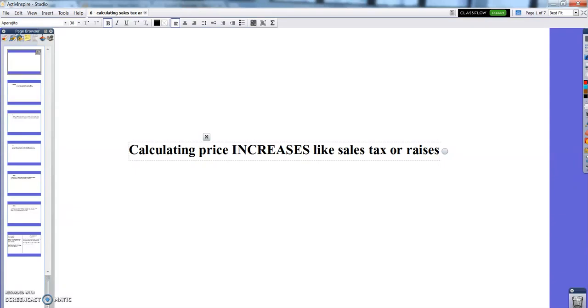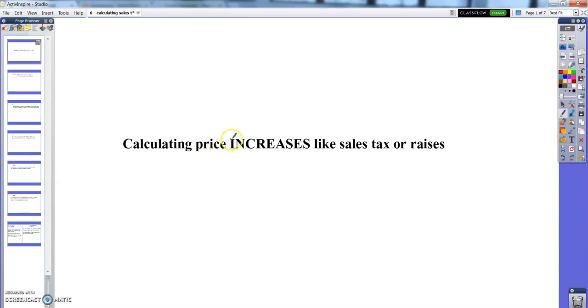Hey there, Advanced Math. I'm going to talk today about calculating price increases. We talked about price decreases and discounts yesterday, and I want to talk about price increases today, like sales tax or getting a raise or something like that.